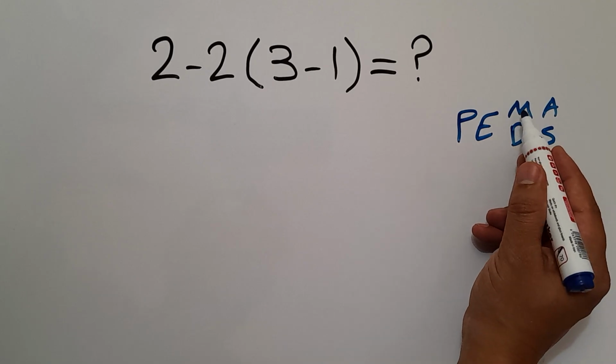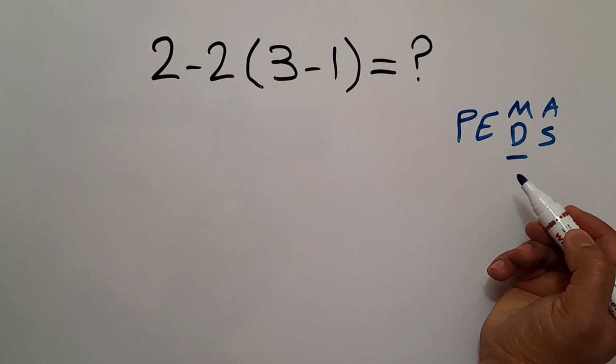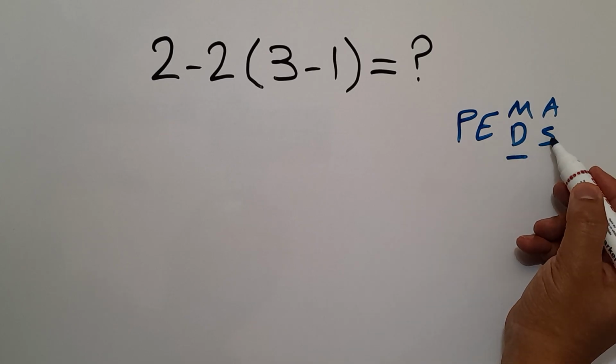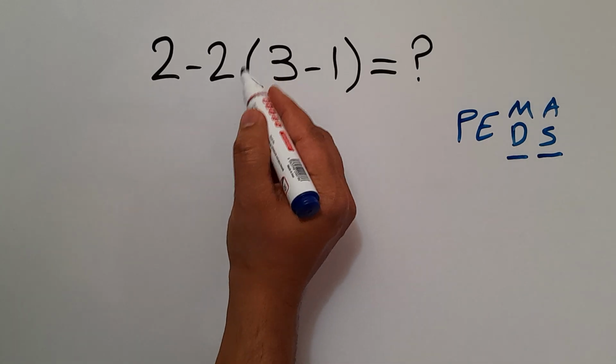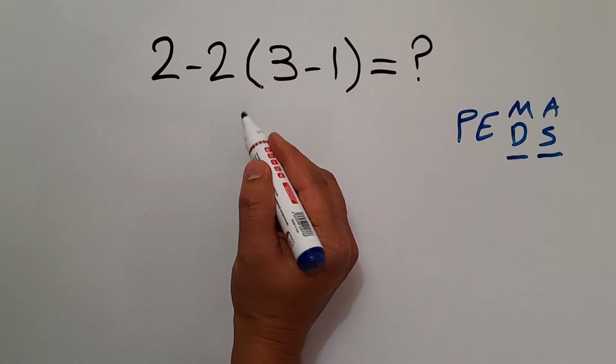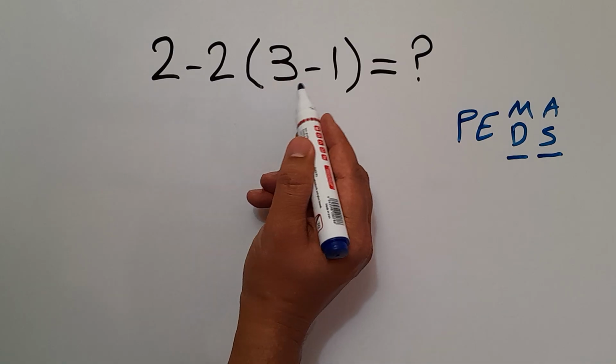Remember that multiplication and division have equal priority and we have to work from left to right. And the same applies to addition and subtraction. Okay, so parentheses have higher priority than other operations. So first we have to handle these parentheses.